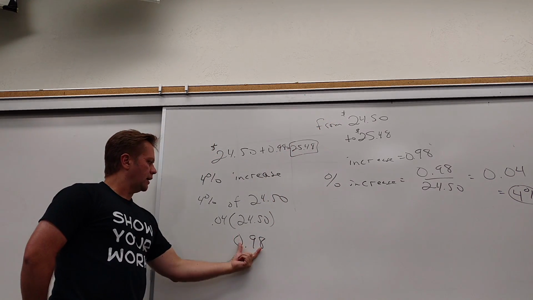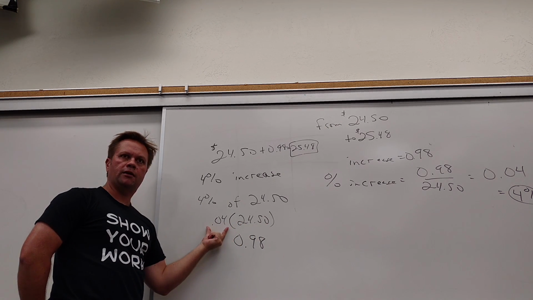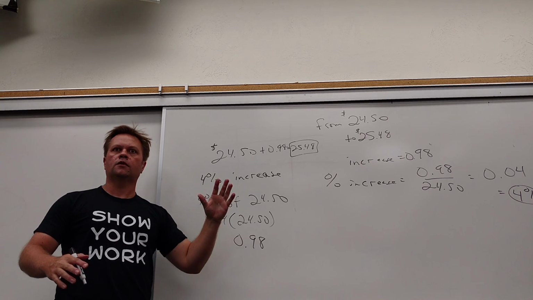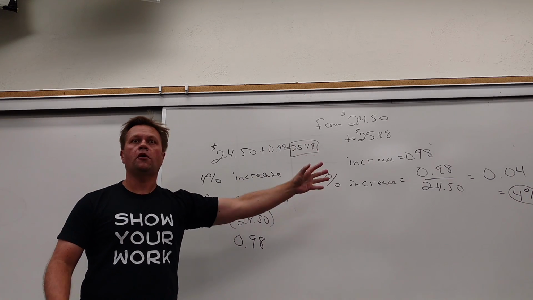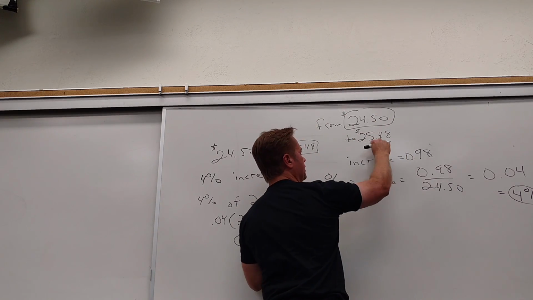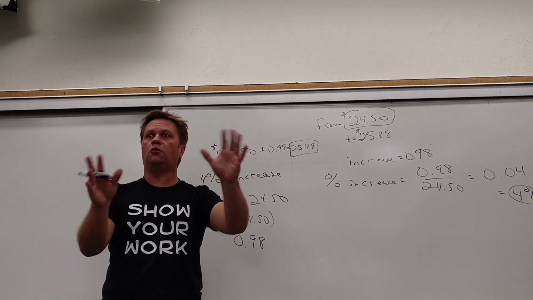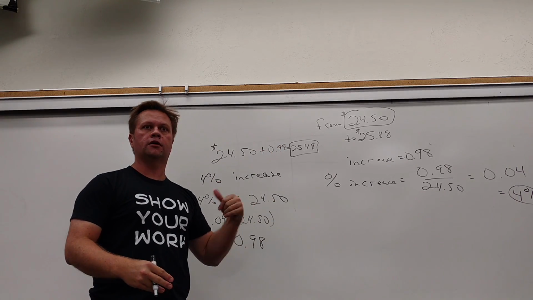And then we did 0.98 divided by 2450 because that would give me the number that I must have multiplied by to get there. So that's why the process works. That's why it makes sense. That's why I've got to use this number on the bottom, not this one, because this is a number that didn't even exist at first. I didn't even know what it was at first going forward.